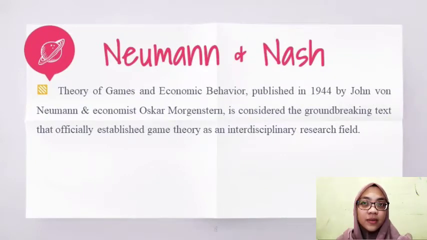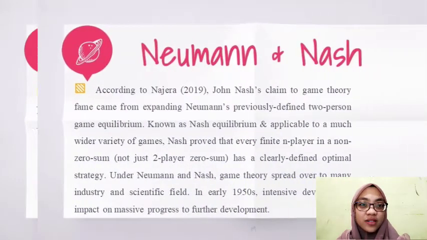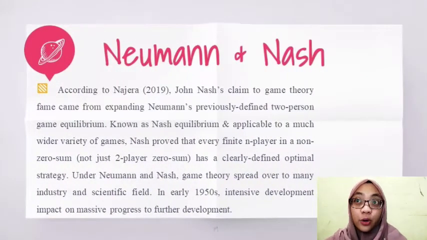The Theory of Games and Economic Behavior, published in 1944 by John von Neumann and economist Oscar Morgenstern, is considered the groundbreaking text that officially established game theory as an interdisciplinary research field. According to Najera, 2019, John Nash's claim to game theory fame came from expanding von Neumann's previously defined two-person game equilibrium.